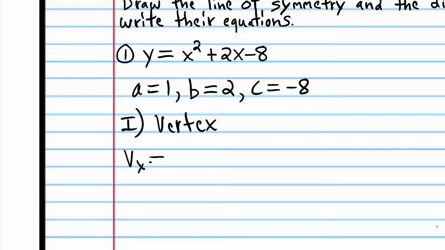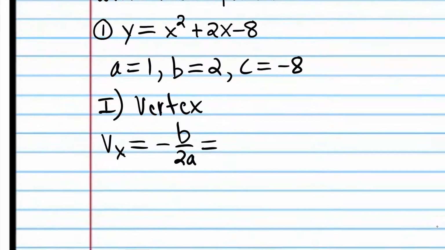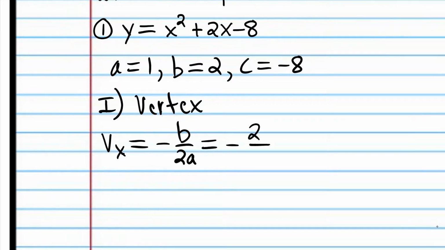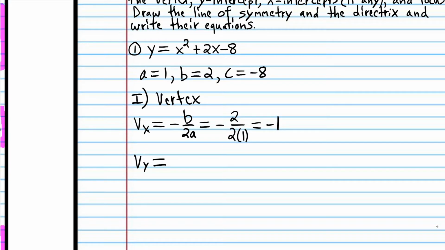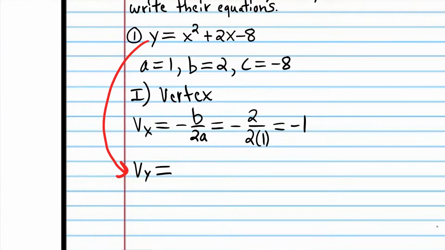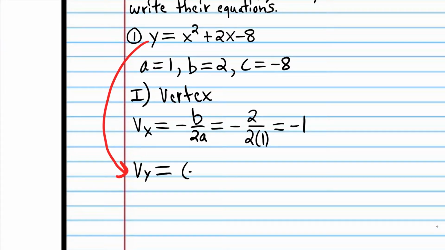And if it were in standard form, you know to use this formula. That's just something that we've done again and again and again. And so B is 2 and A is 1. And that simplifies to -1. And so now we're going to find the y value of the vertex. And as usual, you know to find the y value of the vertex, you just plug in the x value into the original expression.